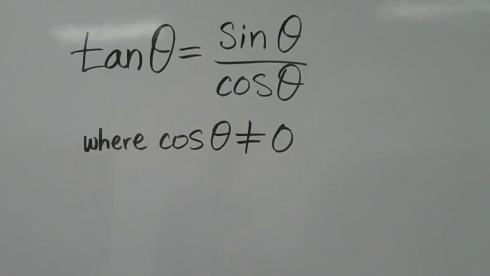It is true that tangent theta is equal to the ratio of the side opposite the angle over the side adjacent to the angle. Tangent theta is also defined as sine theta over cosine theta. Of course, we have a restriction where the denominator cannot equal 0, so cosine theta cannot equal 0.